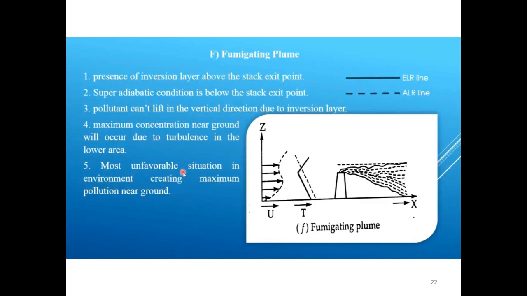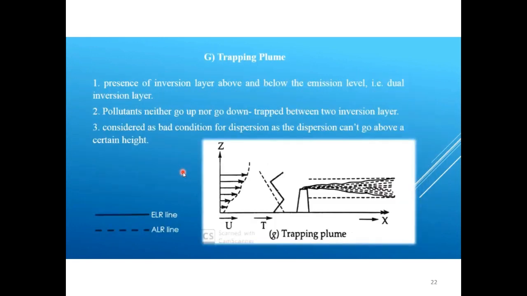Now come to the next slide. There is the last plume known as the trapping plume. In this trapping plume condition, you can see the graph. There will be two inversion layers. One inversion layer will be from the ground surface to a certain limit. That limit will be lower than the stack gas exit point. Similarly, there will be a second inversion layer. That inversion layer will be above the stack gas exit point.